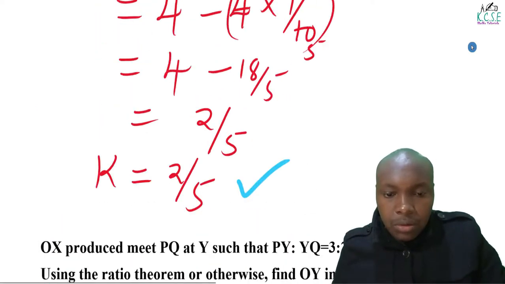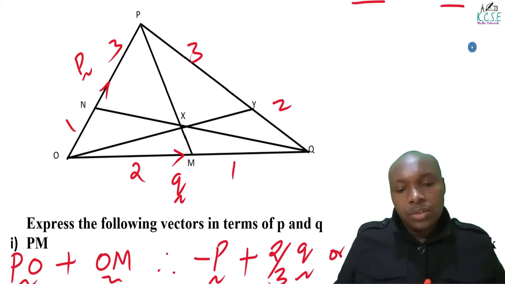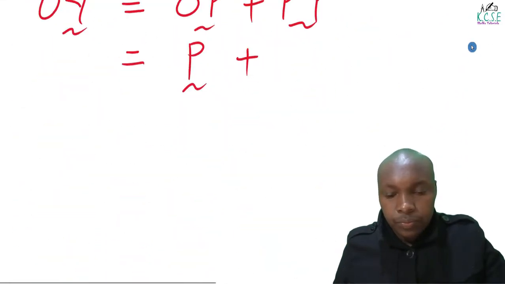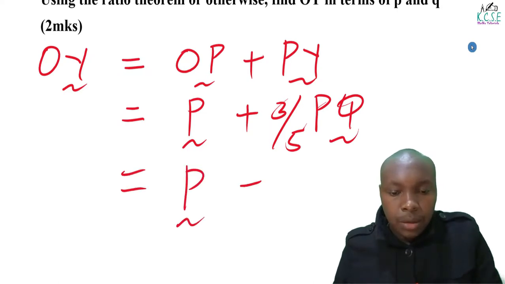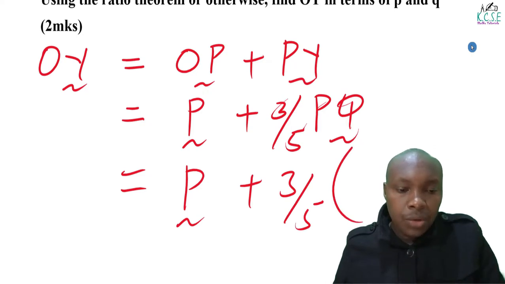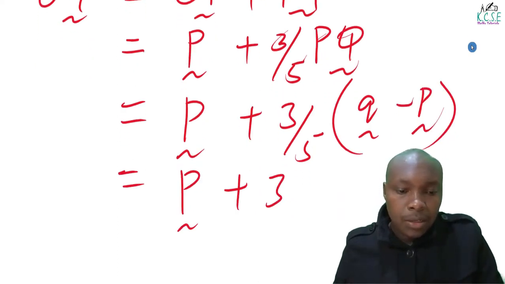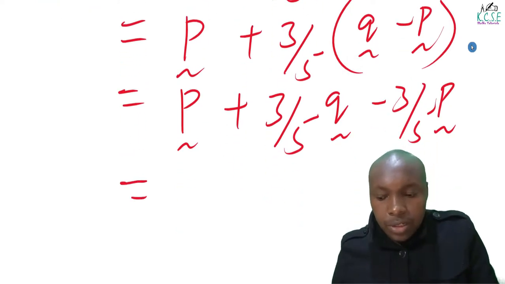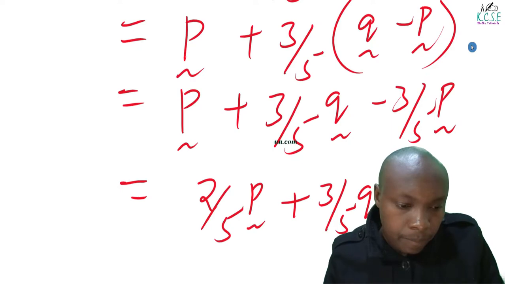Then PY, now look at this. Since the ratio is 3 is to 2, when you look at that division, PY will be given by 3 over 5 PQ. So P plus 3 over 5 PQ. Then PQ will be given by Q minus P. And this gives P plus 3 over 5 Q minus 3 over 5 P. When you work this out, you get 2 over 5 P plus 3 over 5 Q. So that is how you get it.